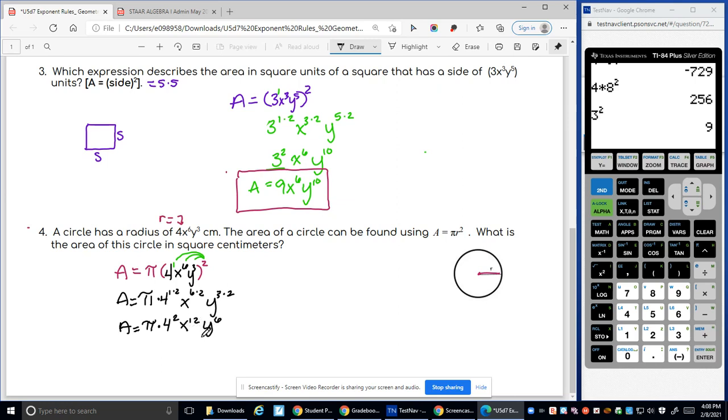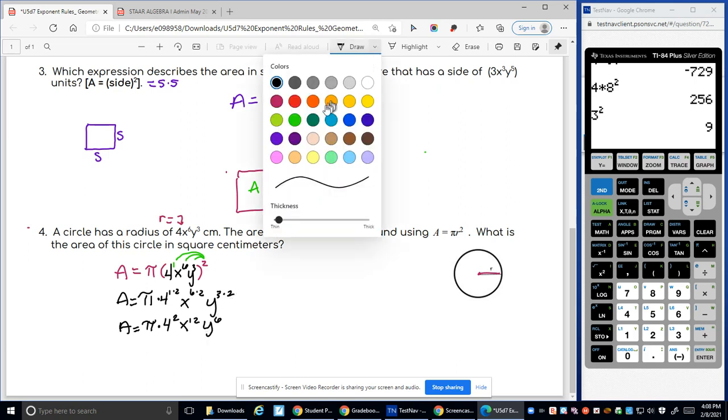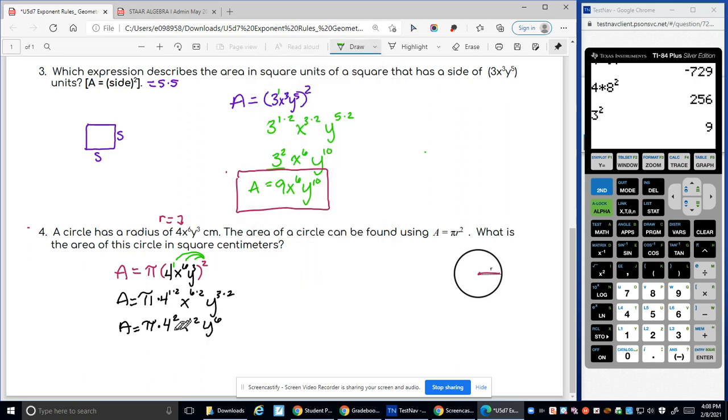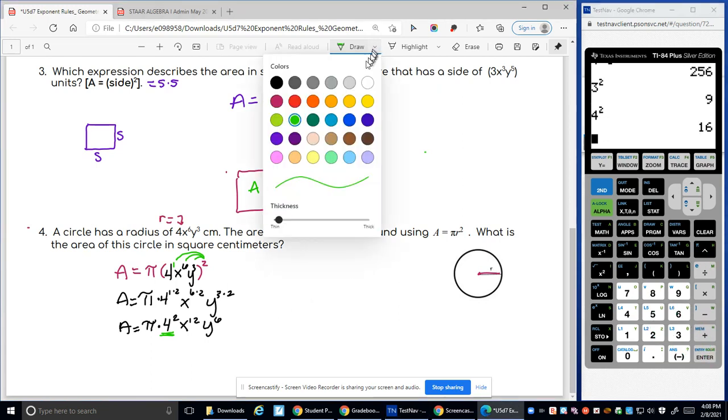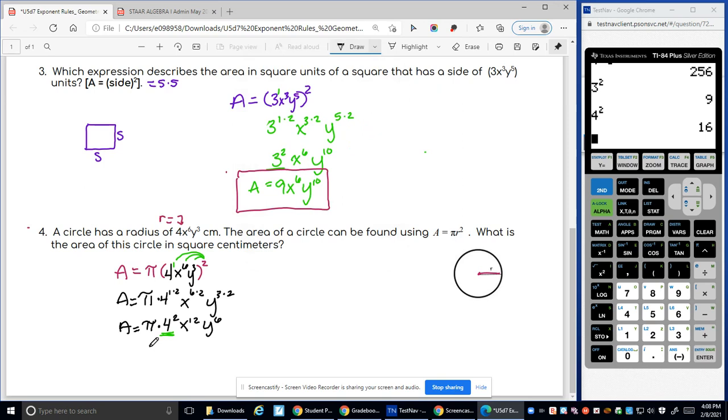And I'm going to share with you 2 ways that you may see the answer, okay? If your answer on your exam includes pi in the answer, then what you want to do is just simplify your coefficients. I'm going to go to my calculator. 4 to the power of 2, 4 times 4 is 16. And I'm going to write down 16 pi x to the 12th power, y to the 6th. Now that could be one answer choice if your answer has pi in it.